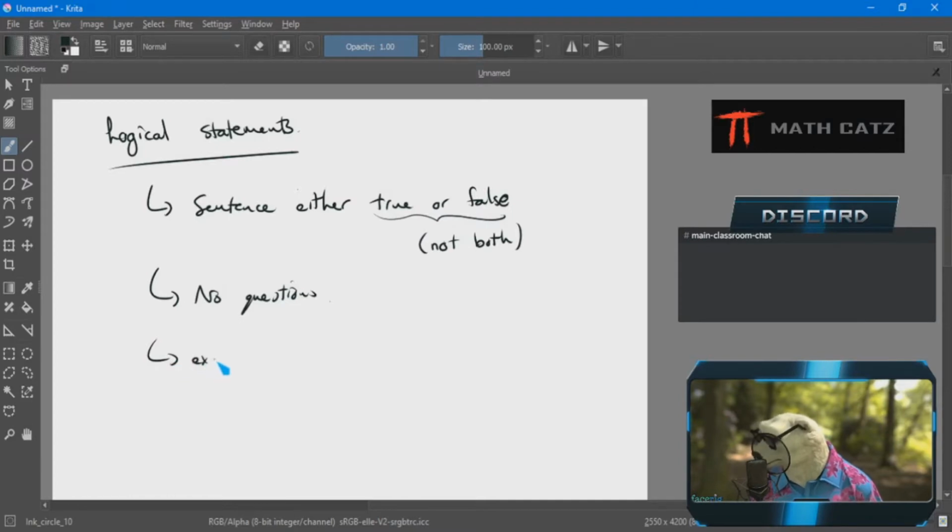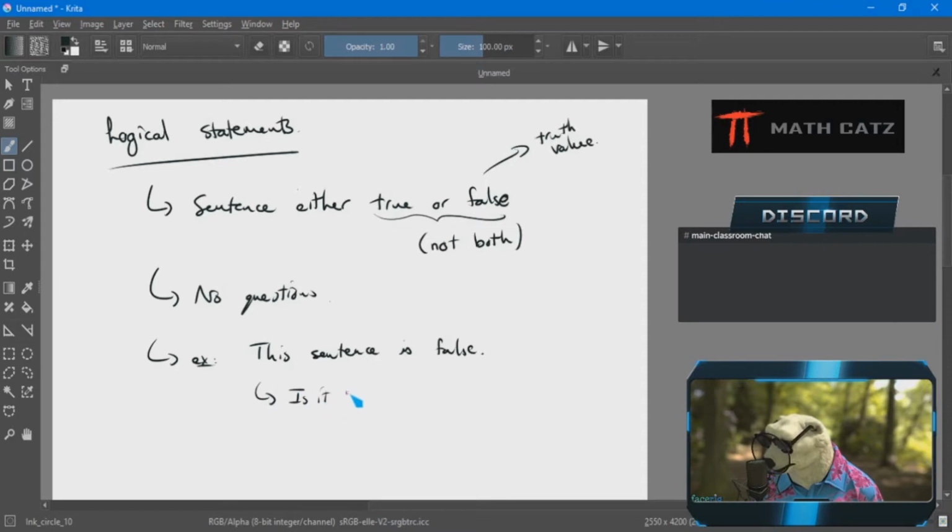If I think about the following example: "This sentence is false." That's a sentence. What is its, what we call, truth value? Can it be true? So let's look at this sentence. Is it true? I can't write, apparently. Can the sentence be true? What do you think?